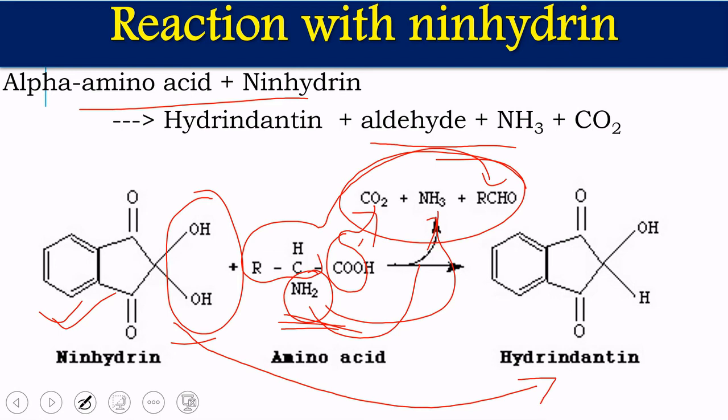Why partially reduced product? Because it loses oxygen from there. So removal of oxygen is reduction. So ninhydrin is partially reduced to hydrindantin. And why is it partial? Because some more oxygen can be removed from here. So that's why we are calling it partially reduced.